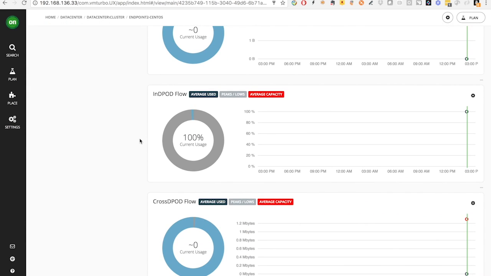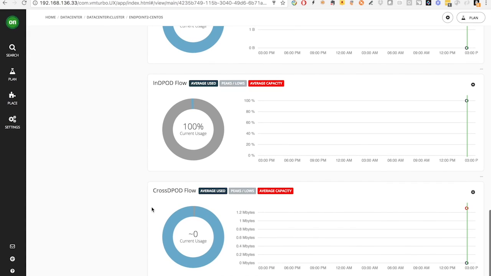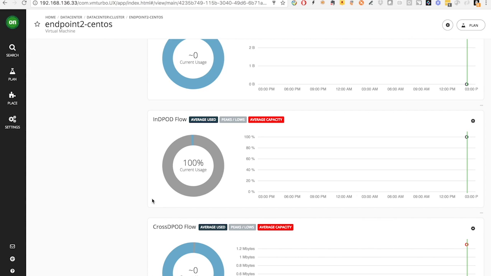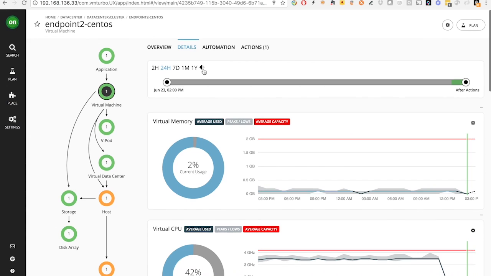In-dpod flow means that the two VMs are in the same dpod, i.e. UCS domain, but not on the same host. And cross-dpod flow, as you can imagine, indicates that the VMs that are communicating with each other are in two different dpods, for example, one in public cloud and one in private cloud. So the latency of cross-dpod flow will be huge. Since the two VMs are in the same Cisco UCS domain and they're consuming from two different servers, what we see here is the in-dpod flow.